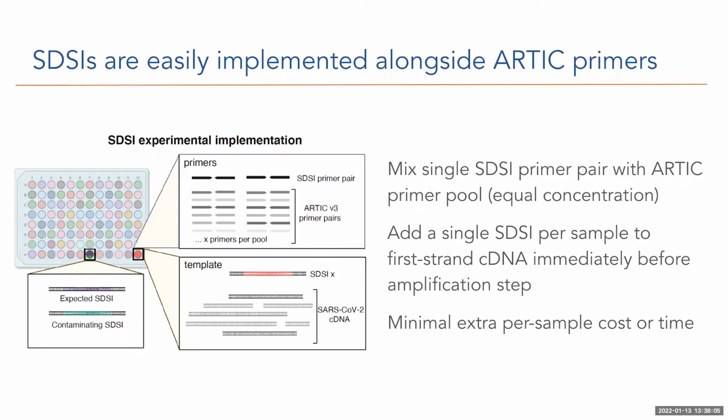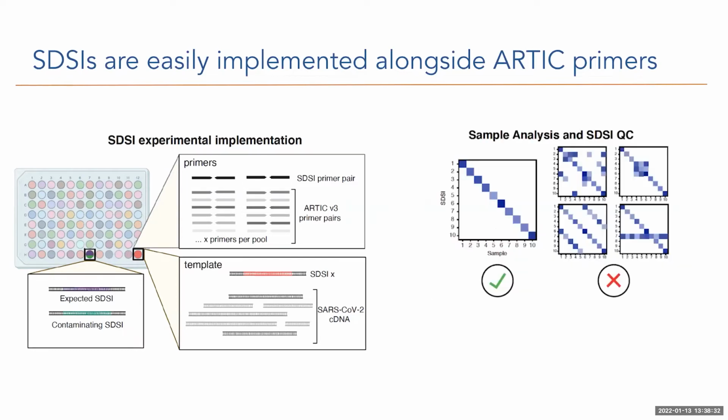We add that at the cDNA step. So after you've got your RNA, you've done the first strand synthesis and made it into cDNA, right before that amplification step, we add these spike-ins in. And so it's pretty minimal in terms of per sample cost or time. You just add one extra primer pair to your master mix. We actually pre-mix these, so we don't have to do that step. And as you add your sample, you also add your spike-in. Then we process the sample normally. Everything else remains the same about the method.